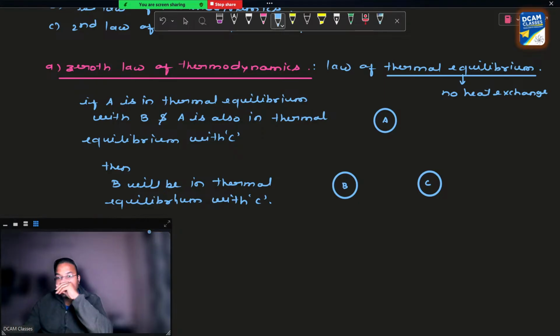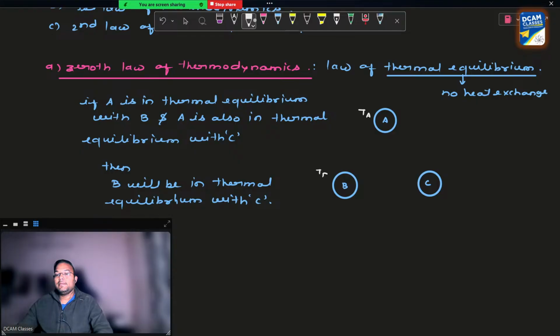Let me explain you why. You will be studying later in heat and mass transfer. Whenever there are two bodies, TA and TB, the heat exchange is taking place. So the heat exchange takes place between the two bodies because of the difference of temperature. If TA is greater than TB, heat exchange will take place like MC delta T, which is TA minus TB. And TB is less than TA.